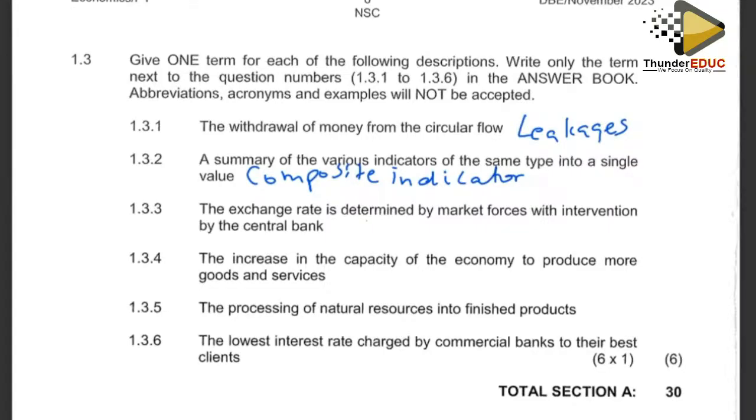The fact that the central bank in this regard is actually now being part of this forex, it means the appropriate answer in this regard is going to be fixed exchange rate, because we have the floating or free exchange rate where there's no central bank intervention. So this one is going to be fixed exchange rate. Fixed exchange rate. Okay, right.